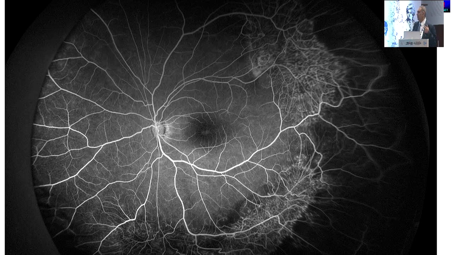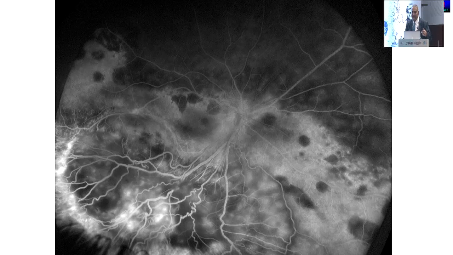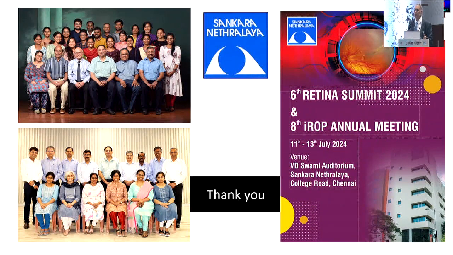Clinically, the moment I looked, it looked like we were dealing with FEVR. On Optos, an angiogram, we could definitely delineate. This is the other eye. Thank you very much.